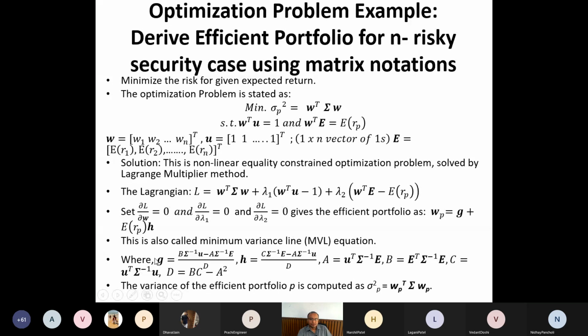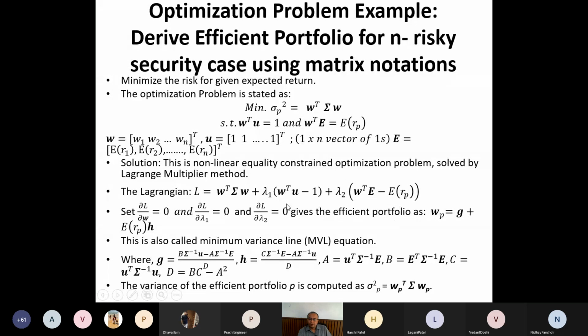And we have seen that this G and H depend on sigma, U and E, along with the constants A, B, C, D. When you derive this equation, these constants come up, and they ultimately depend on U, sigma, and E, where U is a vector of all ones, W is the weight vector, and E is the expectation vector. It is the expectation of the individual securities, right?